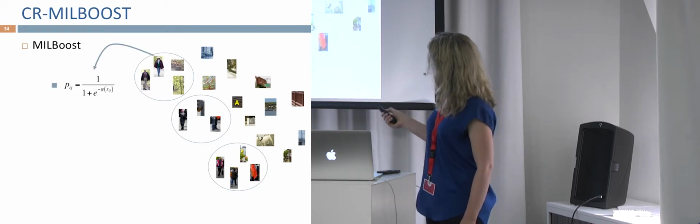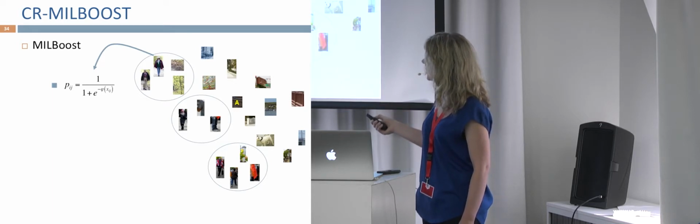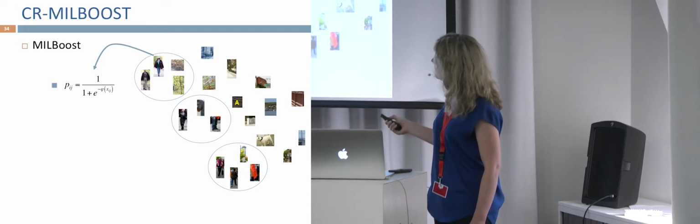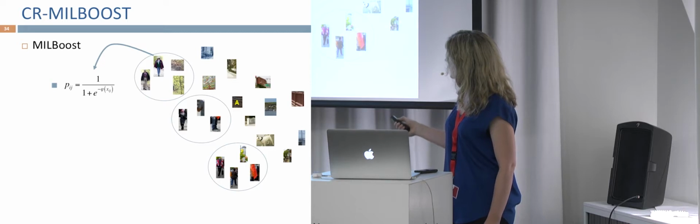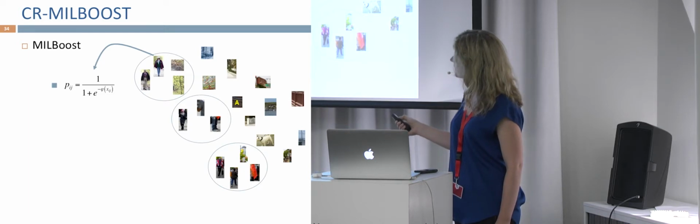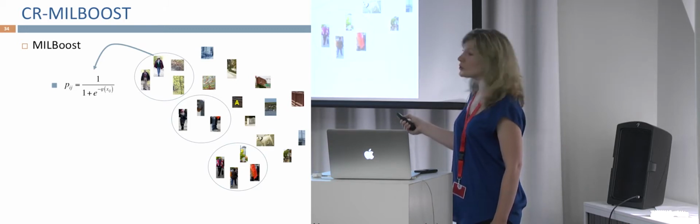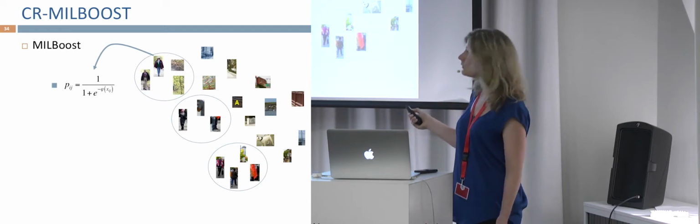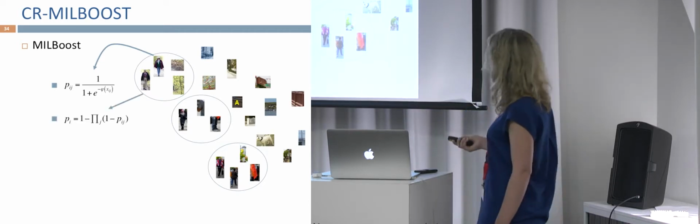So in MIL-boost, for a specific example in a positive bag, the probability of that example being positive, Pij, where i refers to the bag and j refers to the example or the instance, is given by this equation here. So this is just the sigmoid, essentially a boosting loss function, applied to the classifier score on that example. So this will be close to 1 if we think this example is positive, or close to 0 if we think this example is negative. So it's just the probability.